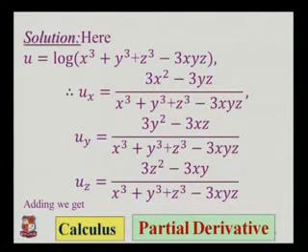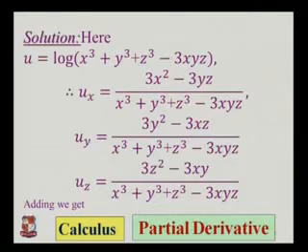Derivative of y cube with respect to x is 0. Derivative of z cube with respect to x is 0. And for minus 3xyz, yz is kept constant and the derivative of x is 1. So we have del u by del x equal to (3x square minus 3yz) upon (x cube plus y cube plus z cube minus 3xyz). This is the derivative of u with respect to x only.